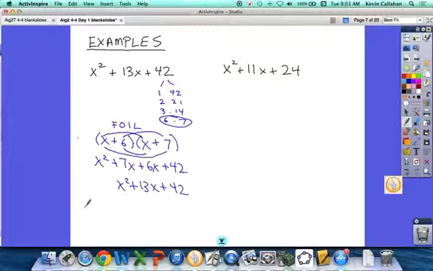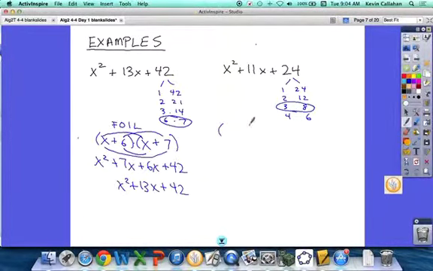But try the next one. What are the factors of 24 that add up to 11? Say again? 8 times 3. Now, 24's got a lot of factors, right? 24 could have been 1 times 24, 2 times 12, 3 times 8, 4 times 6. And the two that add up to 11 are these two right here.